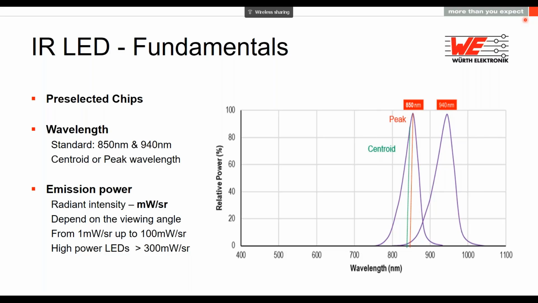Also, we give the emission power of your LED. We can define two different power ranges, the one giving you the radiant intensity or the milliwatt per steradian value from 1 to 100 milliwatt per steradian depending on your viewing angle and the focus of your light, and high power LEDs which have a light intensity more than 300 milliwatt per steradian, mainly used for illumination, night vision cameras, and some gesture recognition where you need a very high resolution.